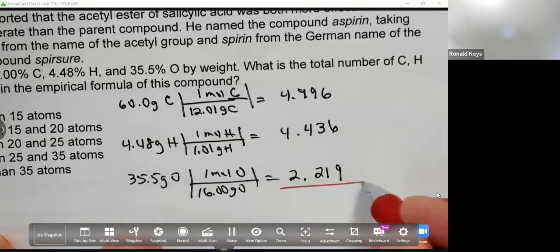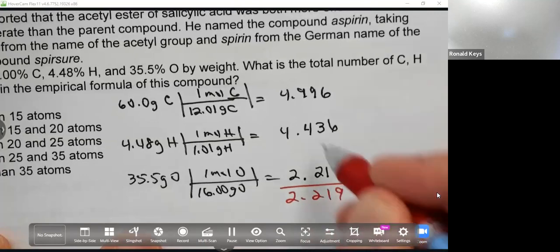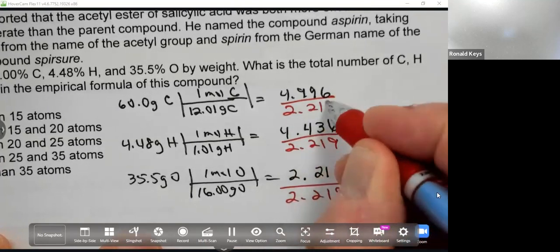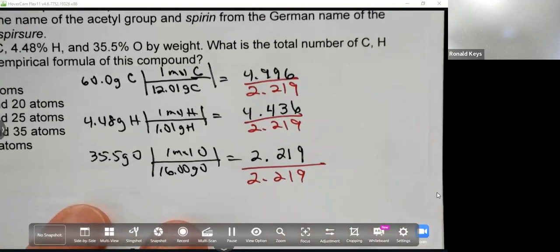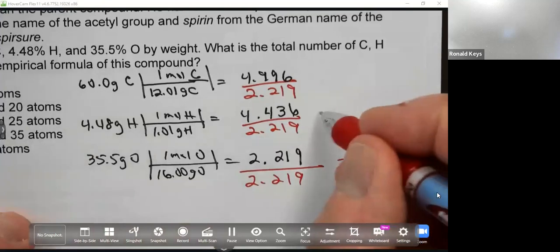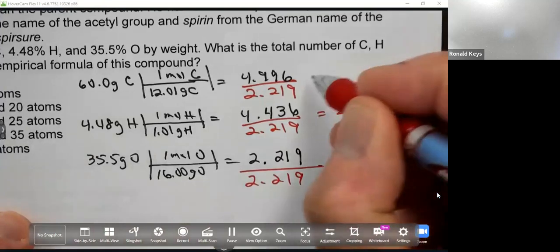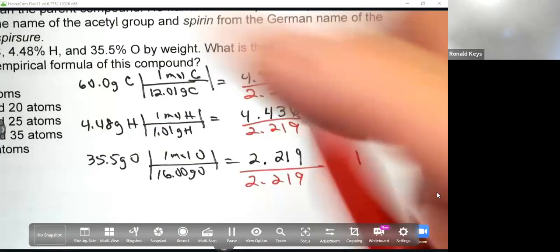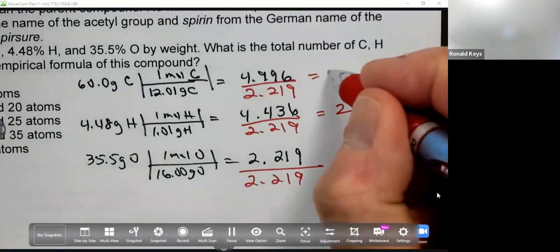Divide everything by the smallest, 2.219. This for sure is 1 for the oxygen. This looks to be 2. This looks to be 2.5. 2.25.